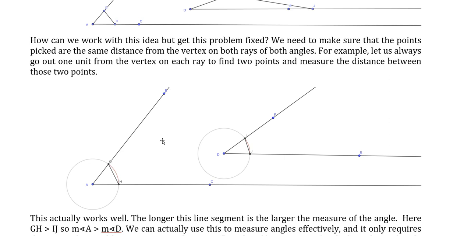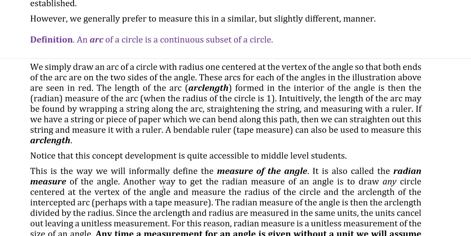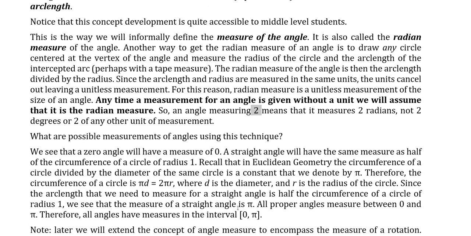semicircle. But wait a minute, we want the radius of 1, so that maximum length across here is pi. So angles then are going to be measured from 0 to pi. If it's a straight angle, it's pi. Zero angle is 0. Proper angles will be strictly between those two. So all angles measure in this interval here. Proper angles are strictly in that open interval.